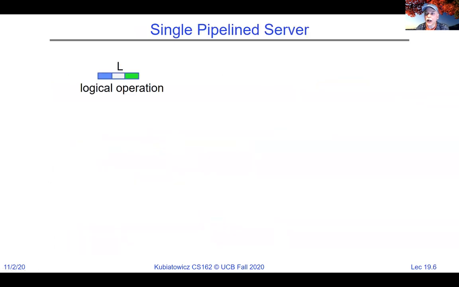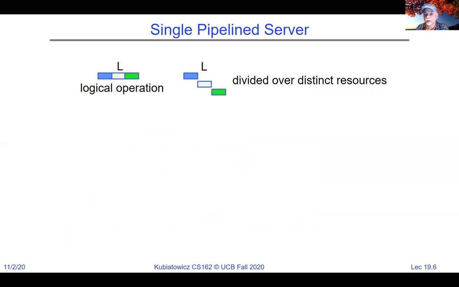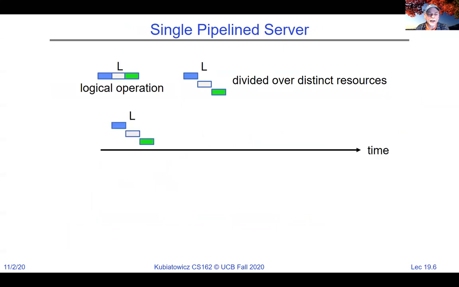So we could take that L, which is a total operation, and we could divide it into a series of parts, like say 3 equal parts. And then we could imagine that those 3 equal parts are actually handled by 3 different stages of some device or some pipeline, what have you. So this should sound a little bit like 61C. And so in that instance, here is our L, which is spread over these 3 things.